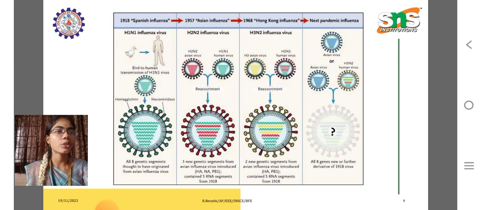From 1918 to 1968, various types of influenza were caused during this period, and from all the categories since 1918, 8 genes or new derivations of viruses are found.